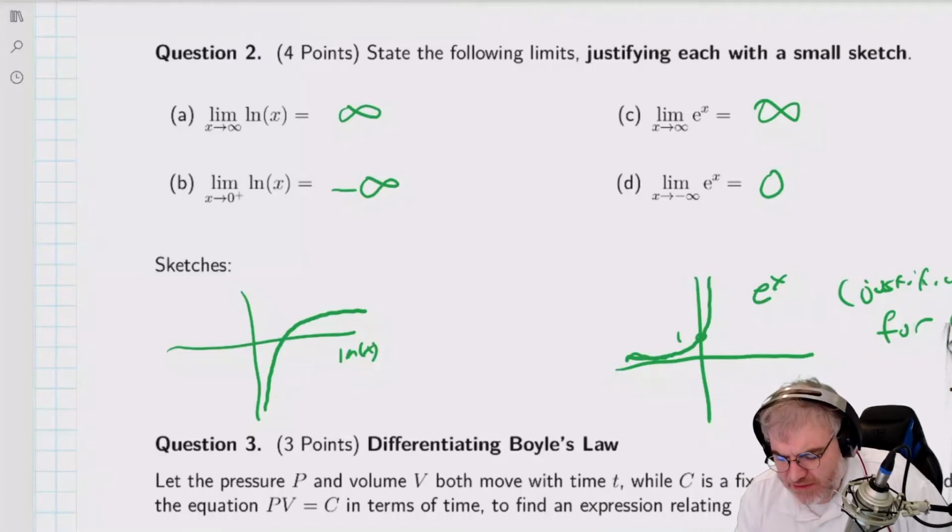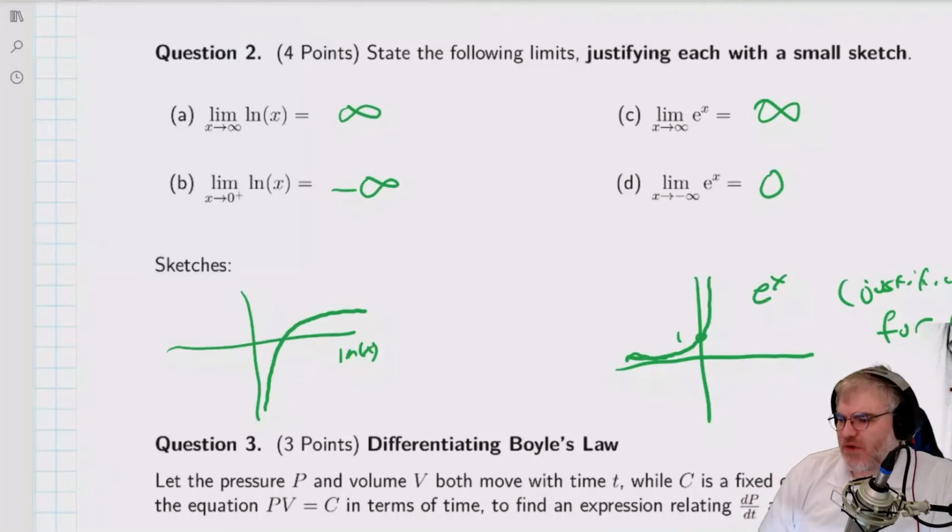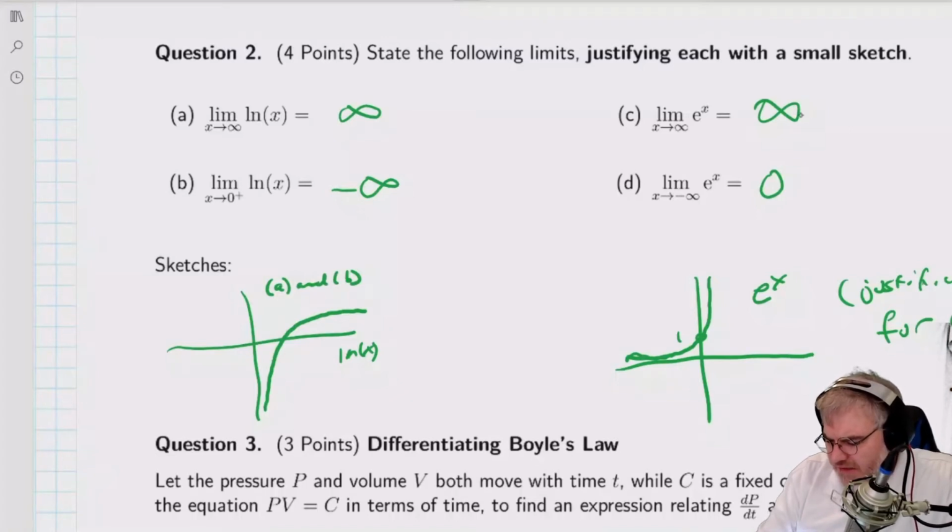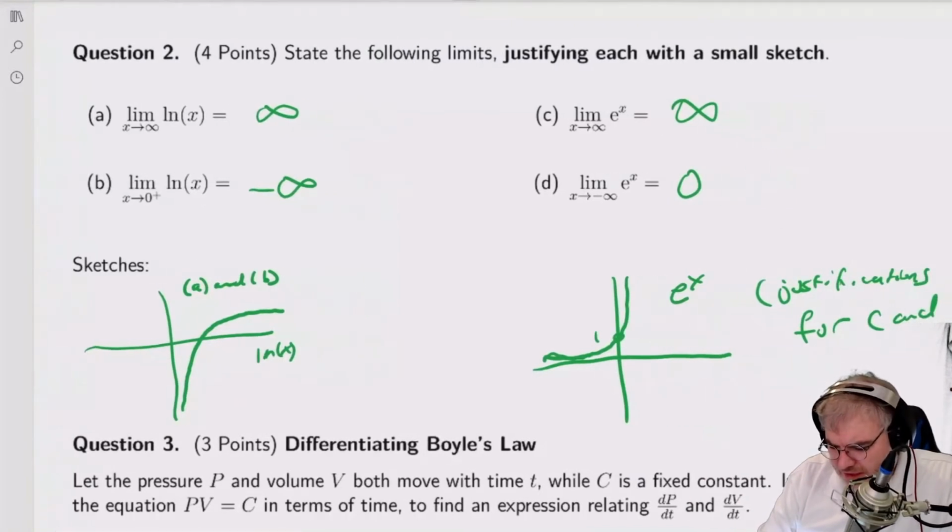Then ln looks like this. So as you go towards 0 from the right, you get negative infinity. C and D, it's infinity and 0. And there's the kind of justification for that. Okay, so how do we feel about that one, 1 to 5? What those things are asking for?